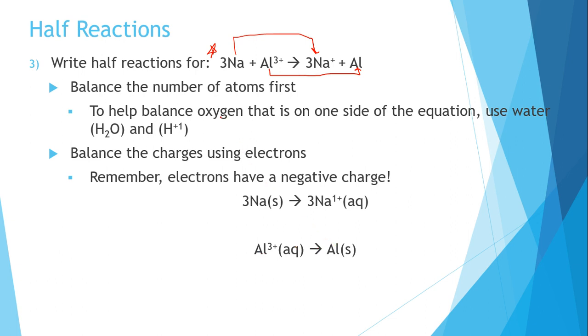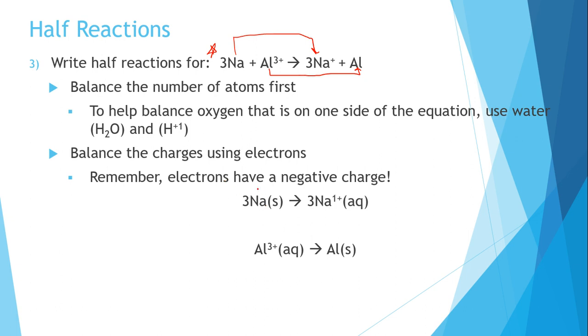From there, we have to make sure that my atoms are balanced. Notice here I have 3 sodium, and on this side I have 3 sodium. Down here, I have 1 aluminum out front, and here I have 1 aluminum. So my atoms are balanced. I don't have to do anything different. Next, I have to make sure that I balance my charges using electrons.